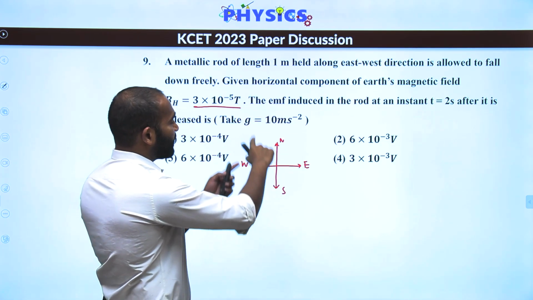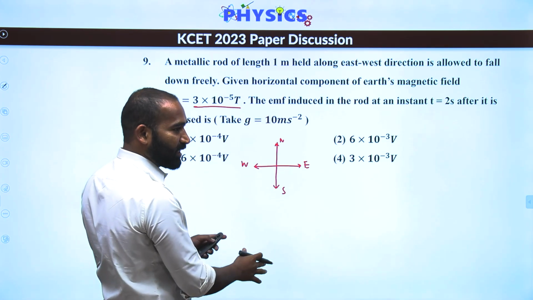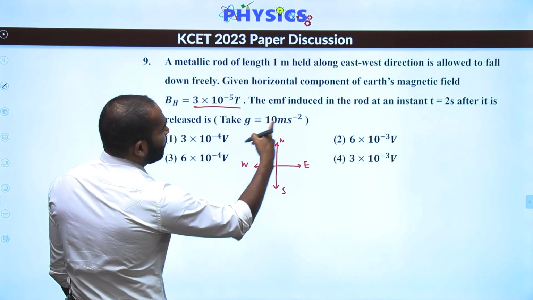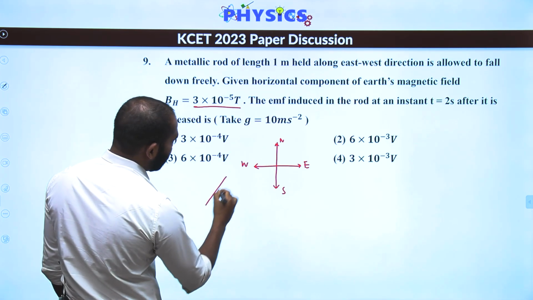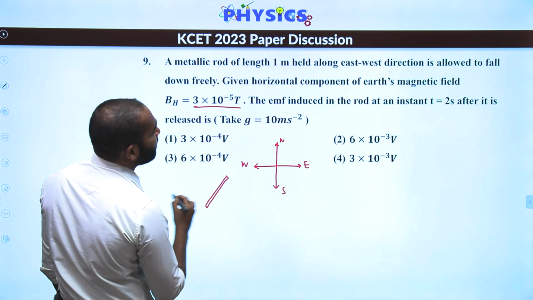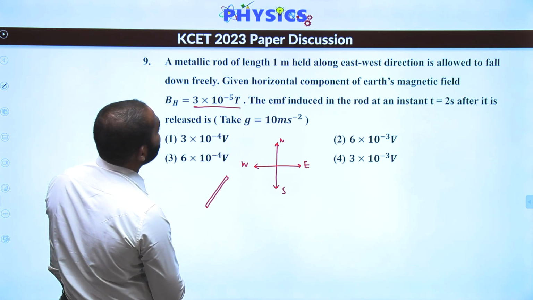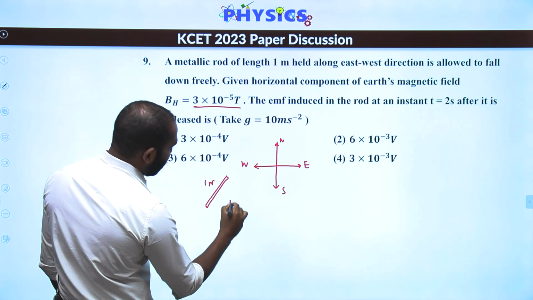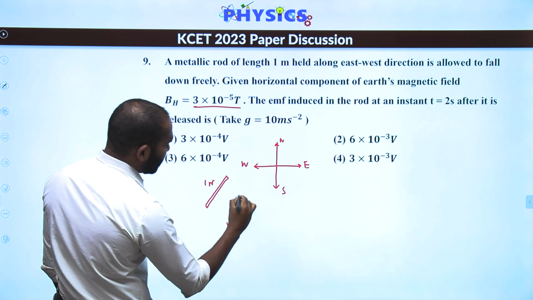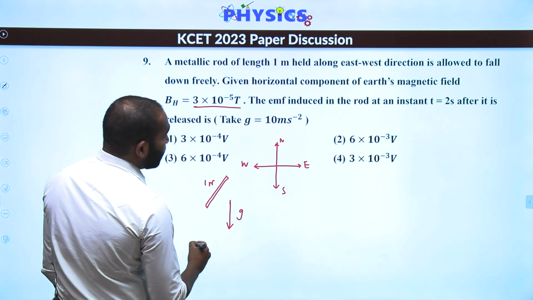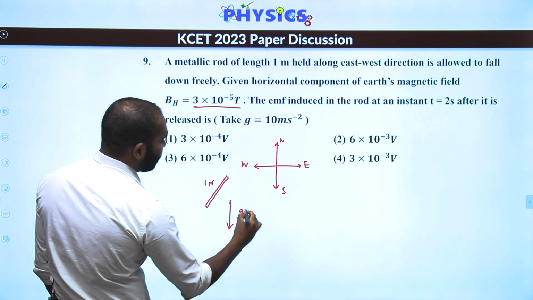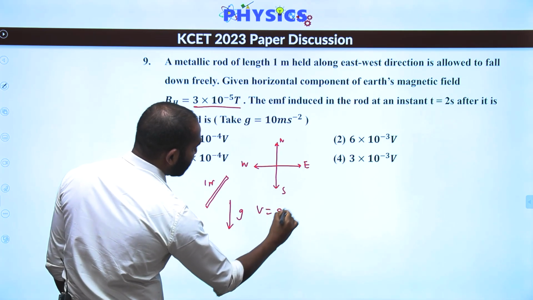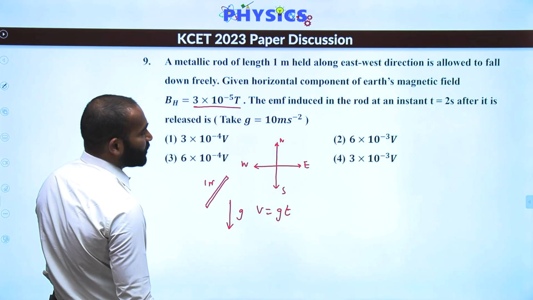Though I drew it in this particular plane, which looks like the vertical plane, it is in the horizontal plane. So the rod that you have taken here, let's say the length of the rod is 1 meter. It is going vertically down, in the gravity direction, released from rest. So velocity at any instant can be written as v is equal to u plus at, but v will become g into t here, because acceleration is g.